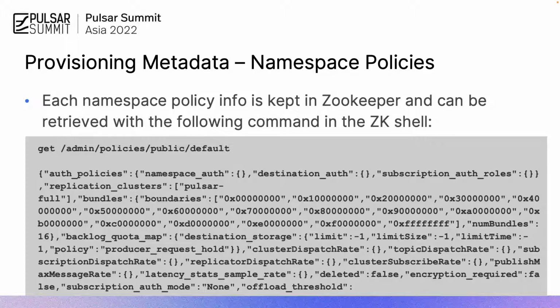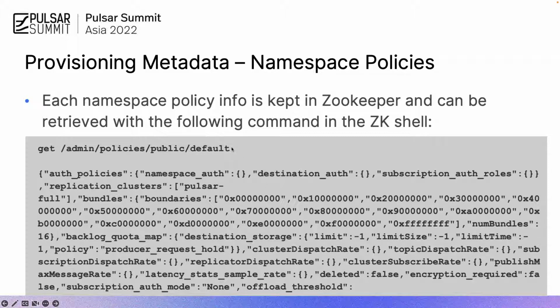Each namespace policy is kept in ZooKeeper and can be retrieved with the following command as shown here. Again, this is on a per namespace basis, so this grows in proportion to the size and the number of namespaces within your Pulsar cluster. You have information such as the bundles that are assigned to it, replication information, all these different policies set here on a per namespace basis. It can be broken down further.